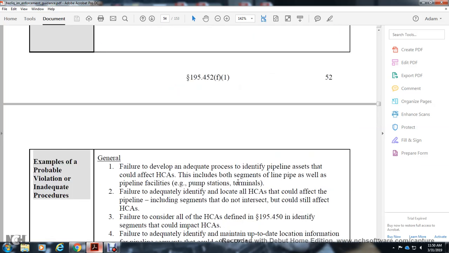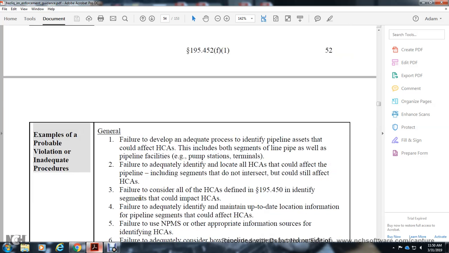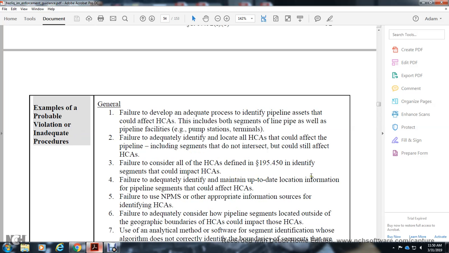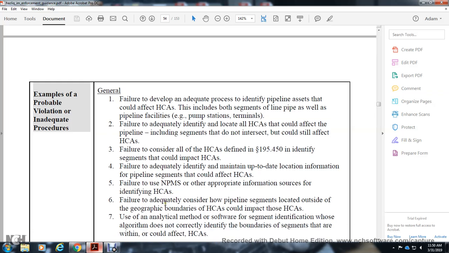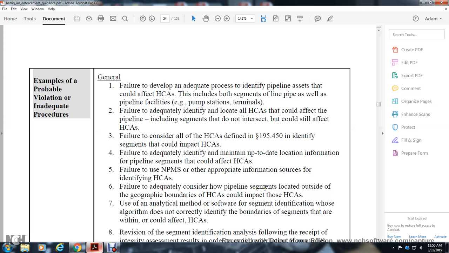Examples of probable violations and inadequate procedures: 1. The general failure to develop an adequate process for identifying pipeline segments that could affect the high consequence area. These include both segments, line pumps, and facilities of the pipeline. 2. Failure to identify and locate the high consequence areas that could be affected by the pipeline, including segments that do not intersect with but still affect the high consequence area. 3. Failure to consider all the high consequence areas defined in 195.450 when identifying segments that could impact the high consequence area. 4. Failure to adequately identify, maintain, and update location information for pipeline segments that could affect the high consequence area. 5. The failure to use the National Pipeline Mapping System or other appropriate information sources that can identify the high consequence area. 6. Failure to adequately consider pipeline segments located outside of the geographical boundary of the high consequence area that could impact the high consequence area.